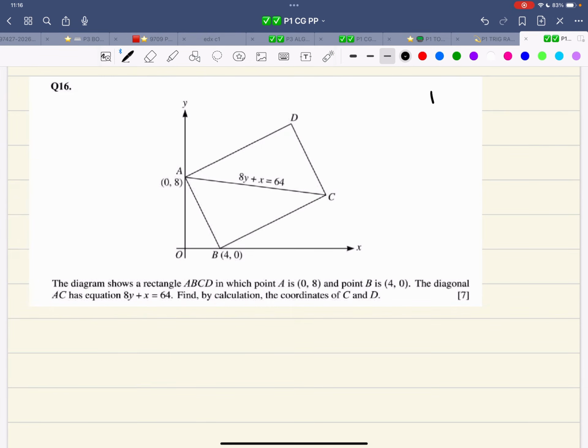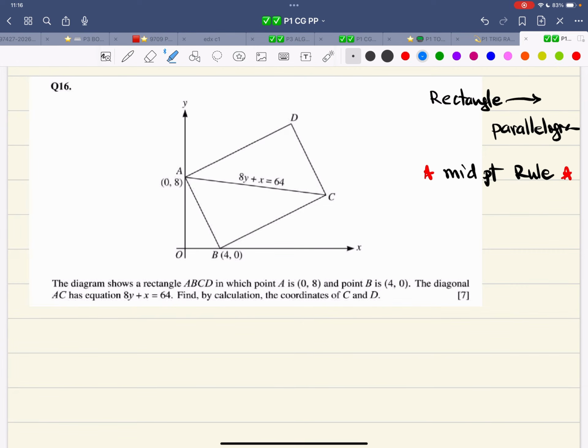Now first of all, we know that a rectangle is also a parallelogram. Why? Because opposite sides are parallel as well as equal in length. So that midpoint rule will be applicable over here. Keep that in mind. Secondly, there is this concept of perpendicularity. So if I have this line, that is AB, and over here this is BC, so these two are perpendicular.